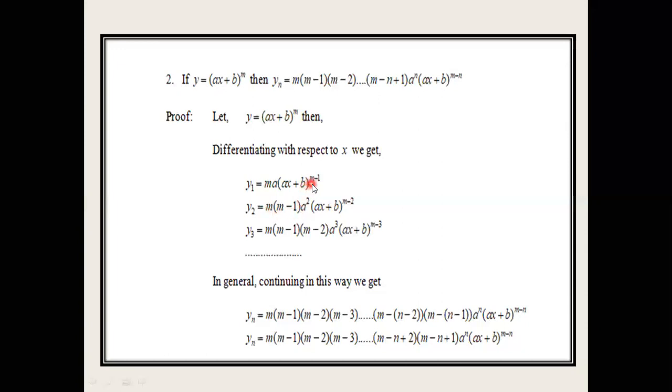Now the power is m minus 1, so the power becomes m minus 1 into the derivative of this ax plus b raised to power m minus 1, which becomes ax plus b raised to power m minus 2, and the derivative of this ax plus b is a. Already this a is carrying, so we get a into a is a square. So this is our second order. Similarly, you can take third order.